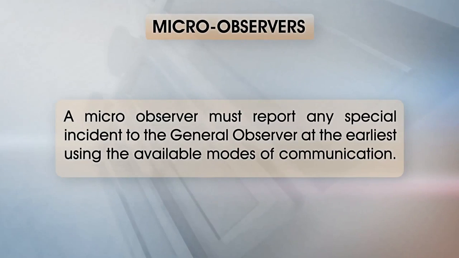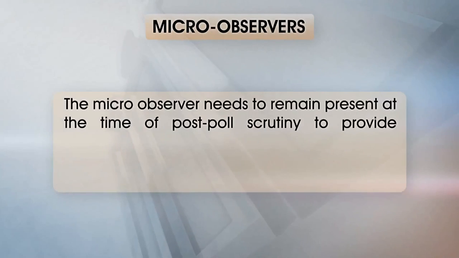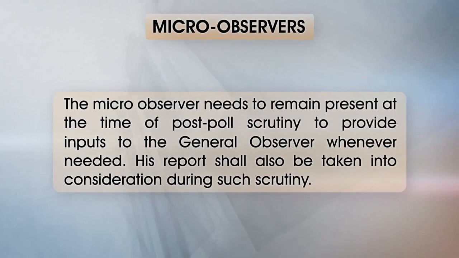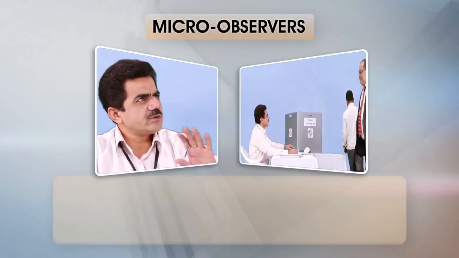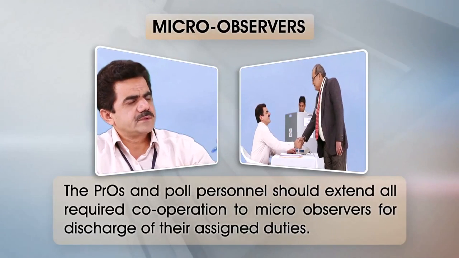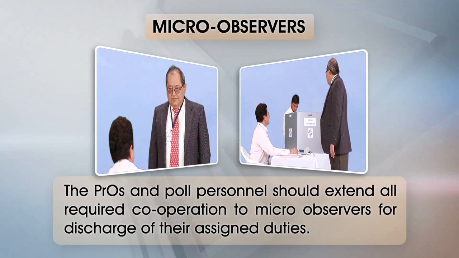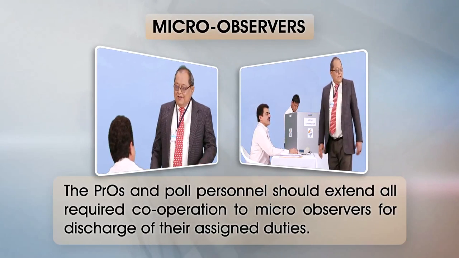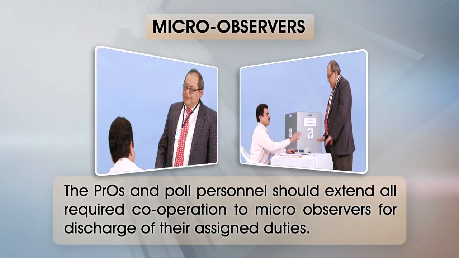A micro-observer must report any special incident to the General Observer at the earliest using the available modes of communication. The micro-observer needs to remain present at the time of post-poll scrutiny to provide inputs to the General Observer whenever needed. His report should also be taken into consideration during such scrutiny. The PROs and poll personnel should extend all required cooperation to micro-observers for discharge of their assigned duties.